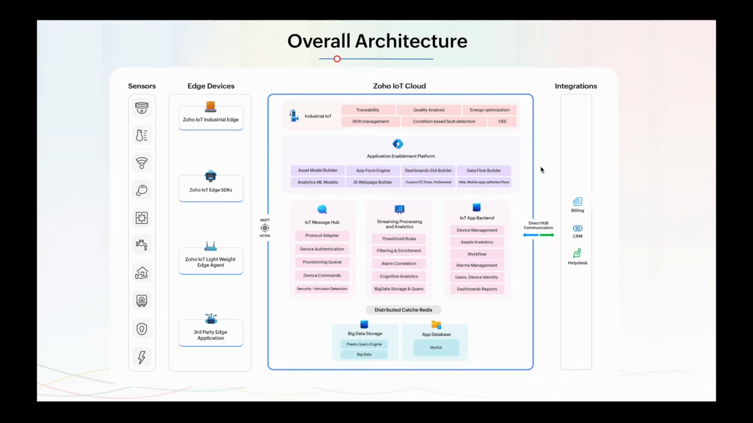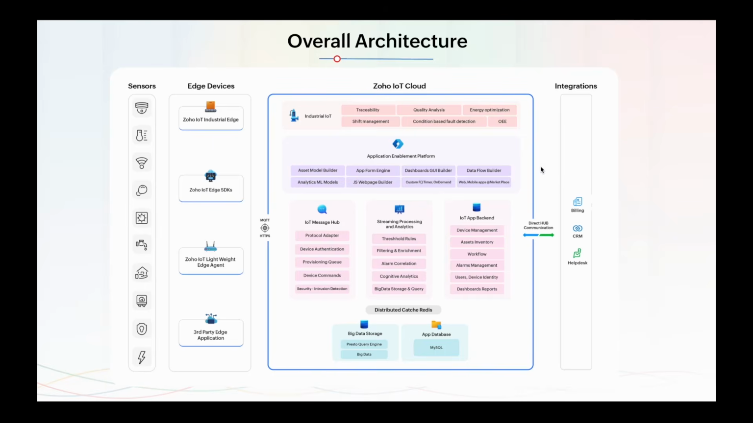And here we have a service called IoT Message Hub that manages bi-directional device communication, authentication, and provisioning queues and things. Number two is the stream processing engine and service, which ensures that the data gets processed in real time. It is able to detect any anomalies in the event, the data telemetry that we receive, through alarm rules. And we have a big data storage engine where all this time series data gets stored.